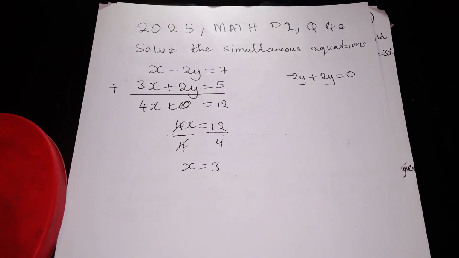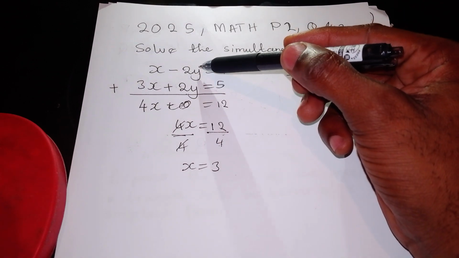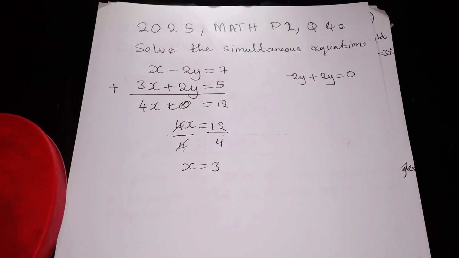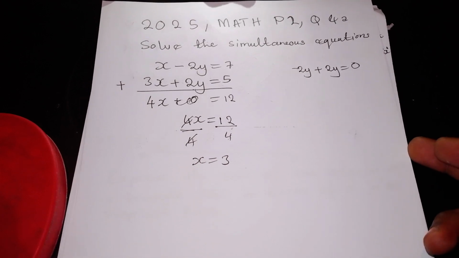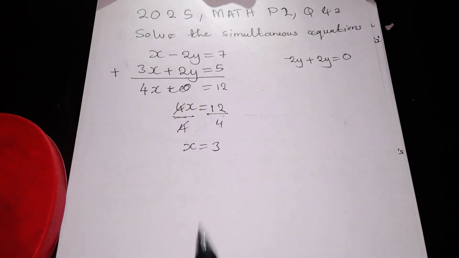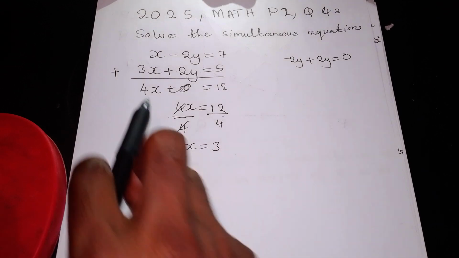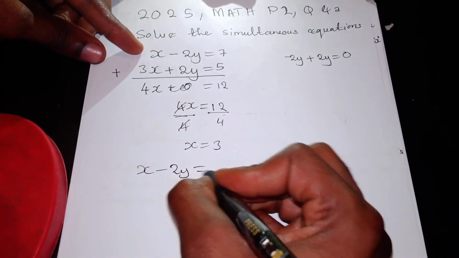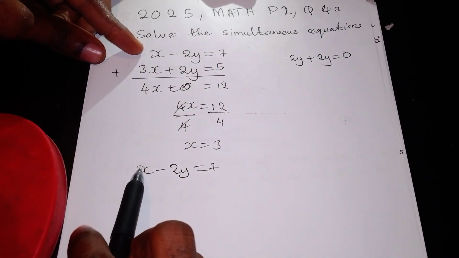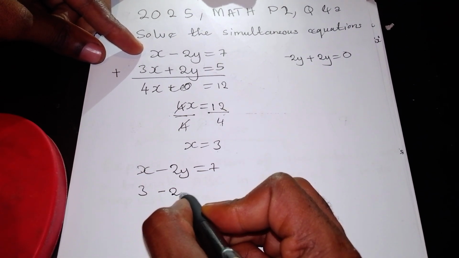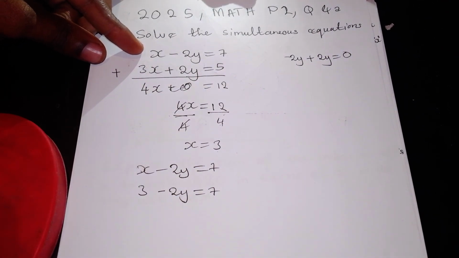So your job is to solve for y now. You can choose either to use this equation or this equation. Usually we pick the easiest. You don't need to use both, despite the fact that they'll both give you the same answer. So I'll use the first one, and then I'll also use the second one, just in case you feel like using the second one. If you're using the first one, which is x minus 2y is equal to 7, you can just replace your x with a 3.